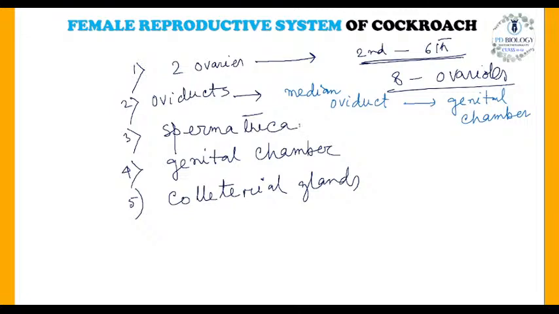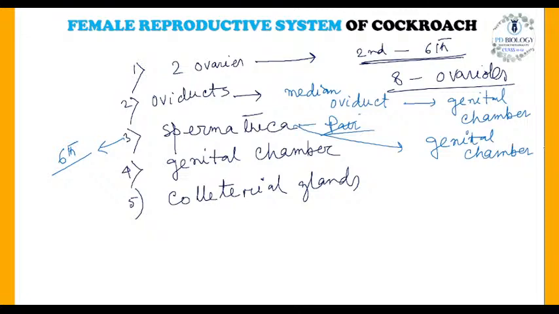A pair of spermatheca, very important, are present in the sixth segment, which open into the genital chamber. Sperms are transferred through spermatophores and the fertilized egg is encased in ootheca. The ootheca is a dark reddish blackish brown capsule, 8 mm long.